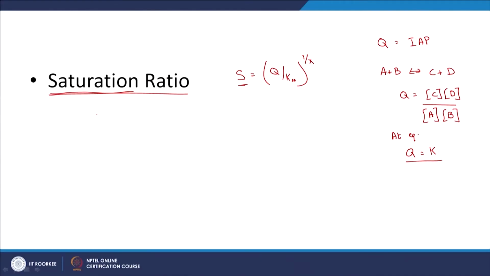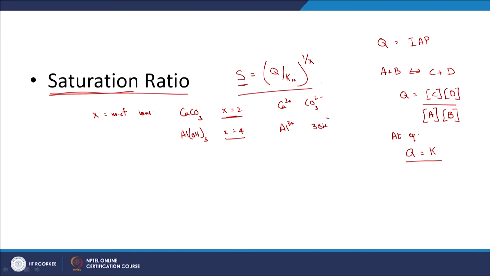But what is X? X is the number of ions. For example, for CaCO3, X will be equal to 2, and for Al(OH)3, X is equal to 4. Why is that? Ca2+ and CO3 2-, so 2 ions, and Al3+ and 3 OH-, so 4 ions. So you have different levels of S.